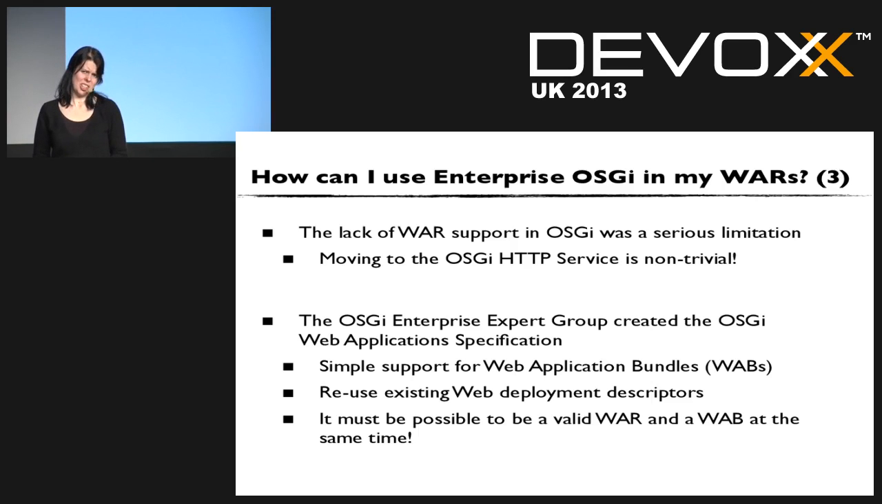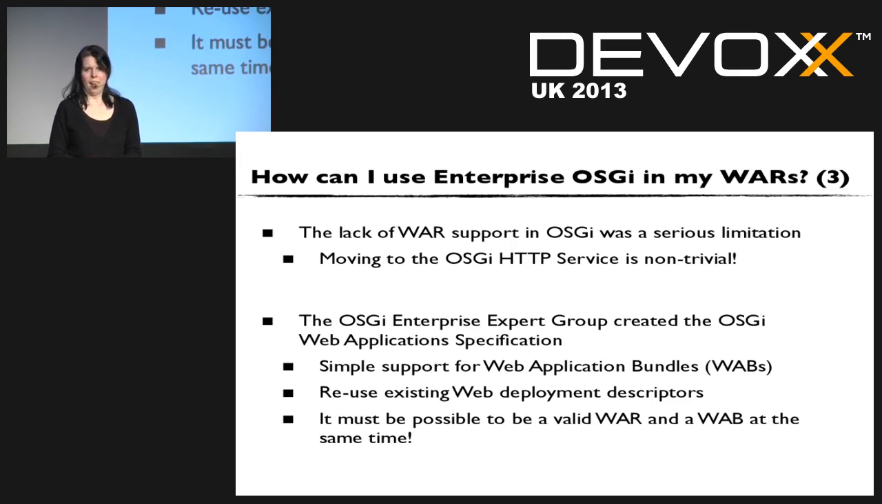There was something called the OSGi HTTP service. It was there if you needed it. It was not a transparent migration from a war. You couldn't just take your war and drop it into your OSGi environment and go, I'm good to go. So the enterprise specification, it really did make things simpler. And the thing that it did, which was so good and such a right decision, was it allows you to just reuse all of your existing deployment descriptors, all this collateral that you've built up with pretty minor changes.